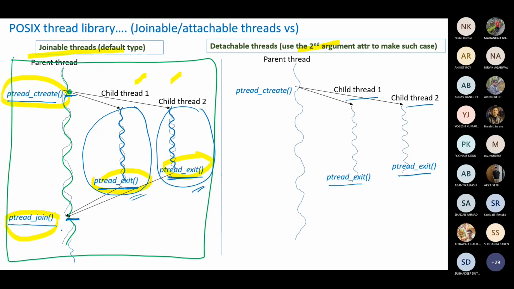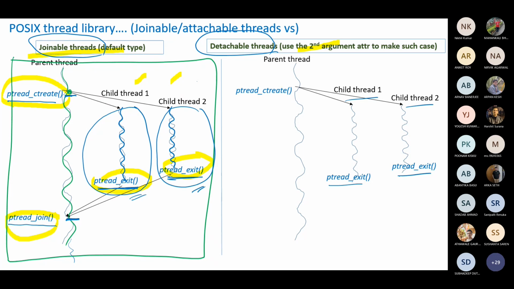So that's why we say there are two types of threads: joinable threads and detachable threads. In detachable threads, a parent thread creates child threads and simply forgets about them. The child thread may continue for any amount of time, and when it stops, it stops. The parent does not care about the child thread's execution, termination, anything.